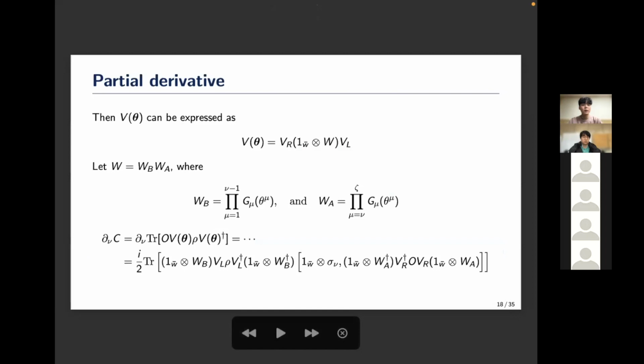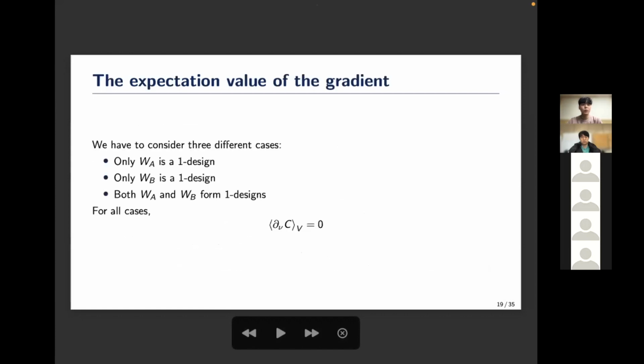We can calculate the partial derivative of the cost function, but I'll skip the calculation. Let W be the particular block that contains the parameter that we want to differentiate, and WB be the first nu minus 1 gates of the block, and WA be the remaining gates. We have to consider 3 different cases.